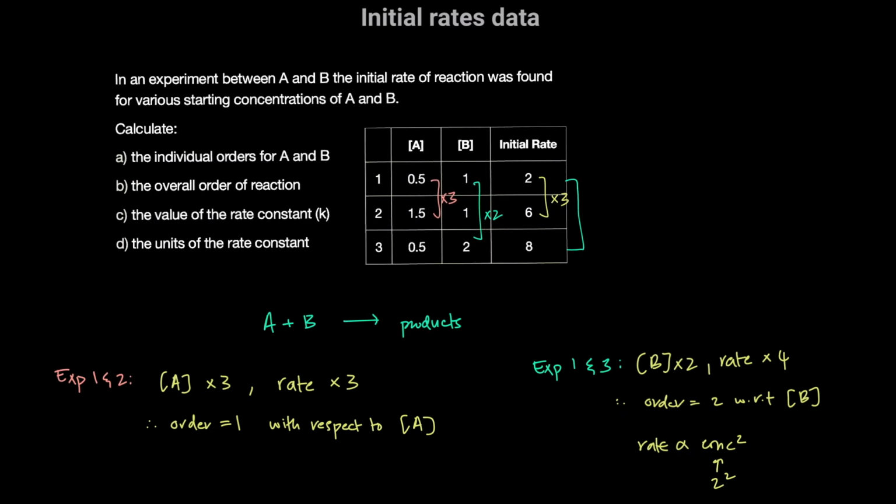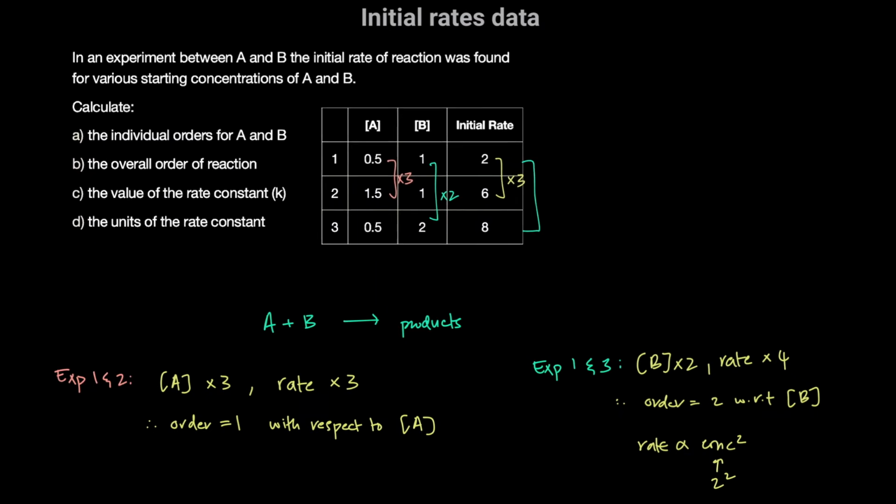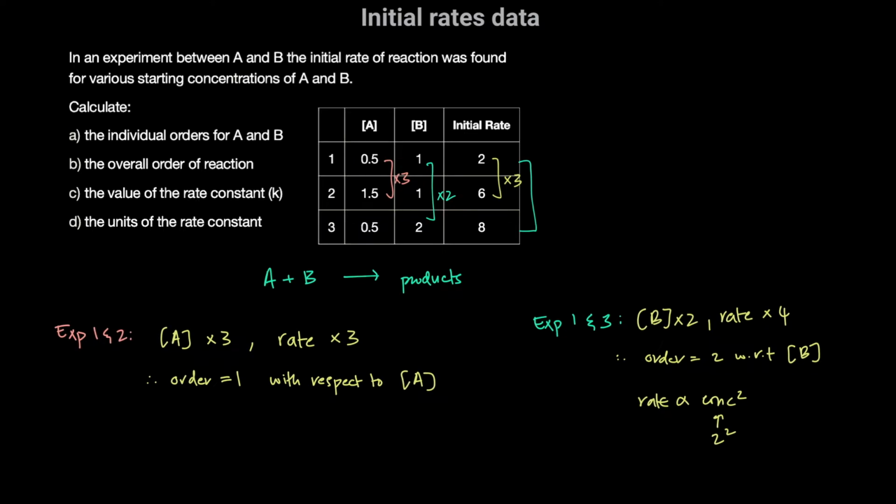So now we've determined the individual orders for A and B. We've determined the order with respect to A, and we've determined the order with respect to B. So what's the overall order for this reaction?